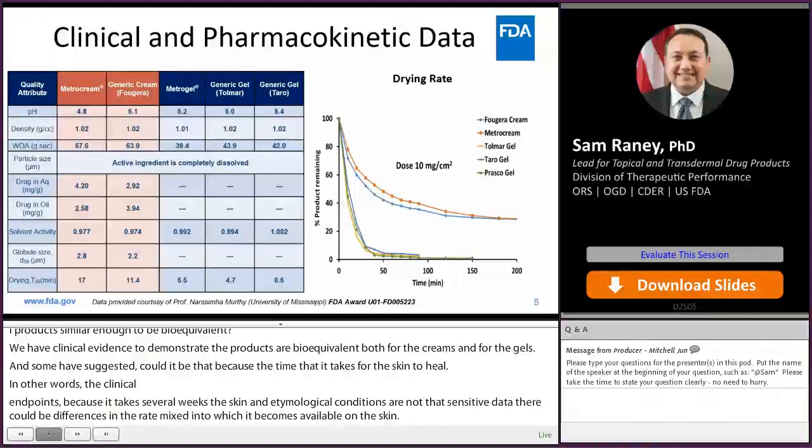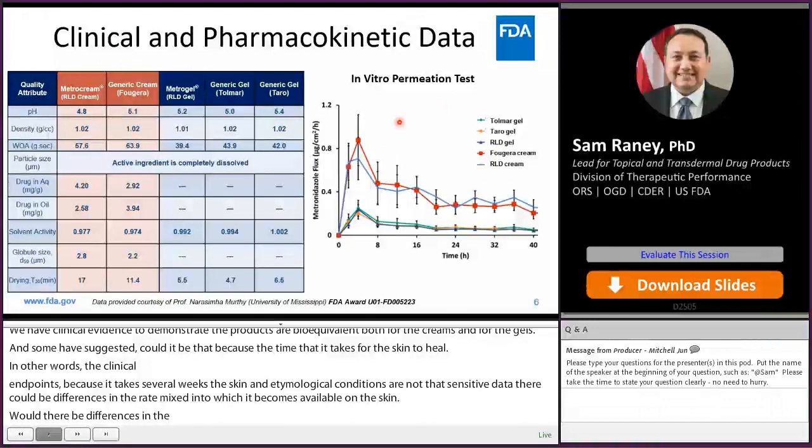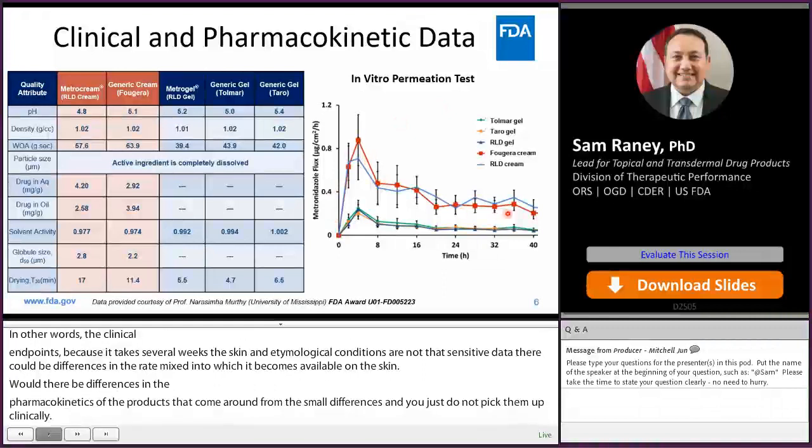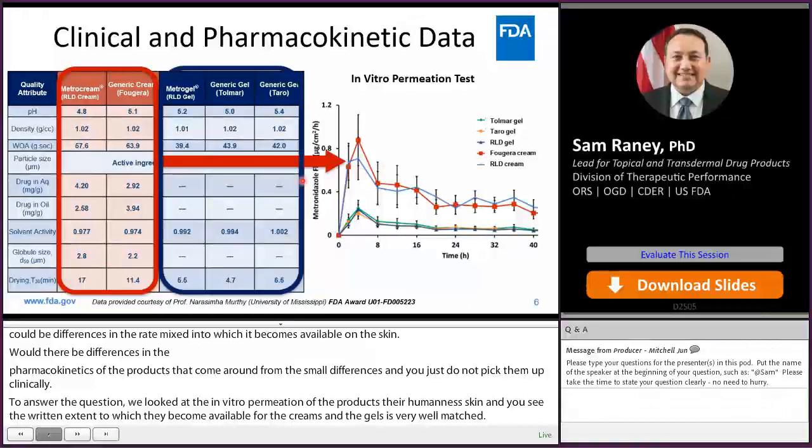Well, to answer that question, we looked at the in vitro permeation of these products through human skin, and you see that the rate and extent to which they become bioavailable in the skin for the creams and for the gels is very, very well matched. So we not only have clinical evidence of therapeutic equivalence or bioequivalence, but also pharmacokinetic data showing that products that are relatively closely matched in terms of their Q3 characteristics exhibit comparable pharmacokinetics, and the same is true here for the gels as well. And this is not isolated.